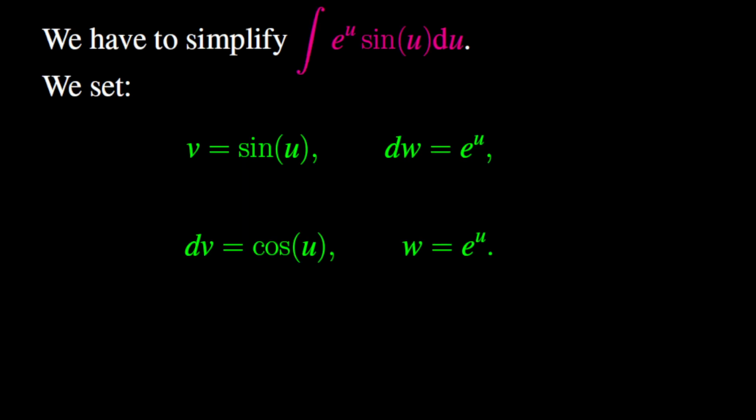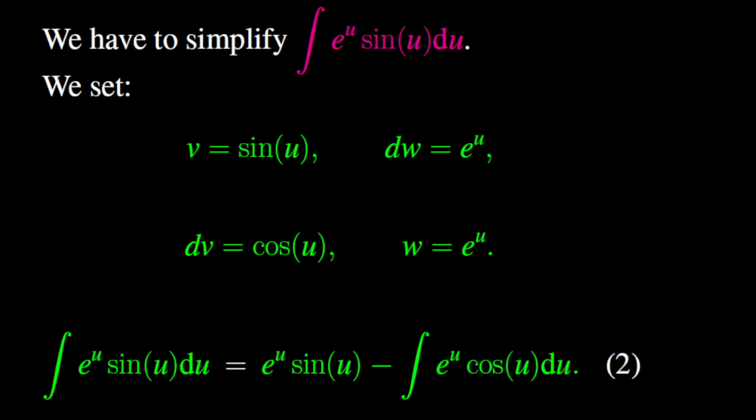We see that we still have to simplify the integral of exponential of u times sine of u du. We use integration by parts again to simplify this integral. Once more, we set v equal to sine of u and dw equal to exponential of u. Thus dv equals cosine of u du and w is equal to exponential of u. The integral of exponential of u times sine of u du is then equal to exponential of u times sine of u minus the integral of exponential of u times cosine of u du.